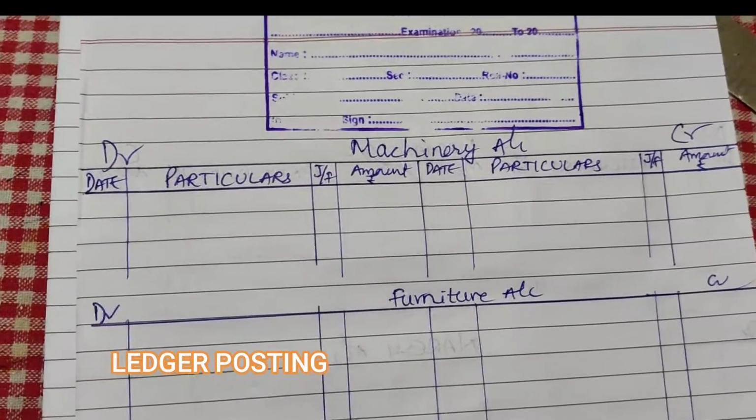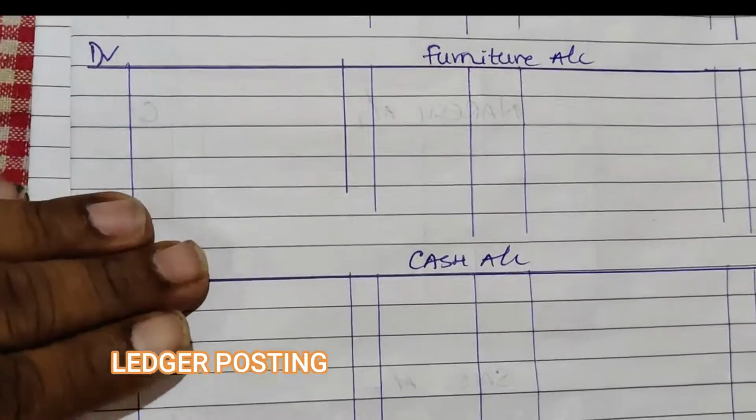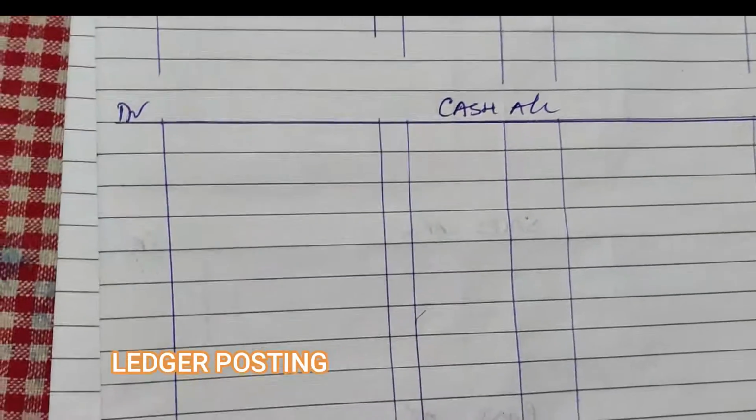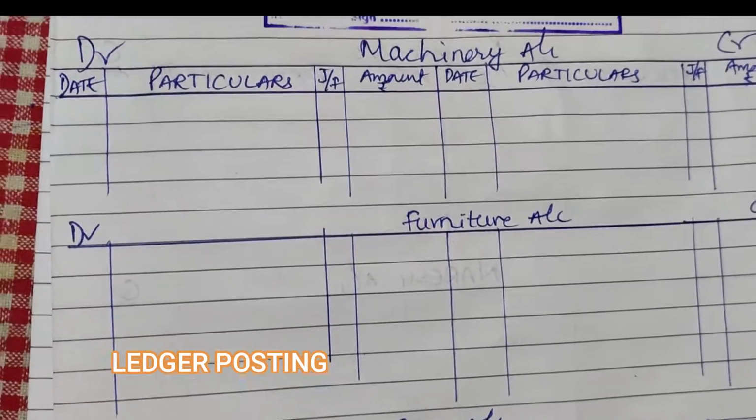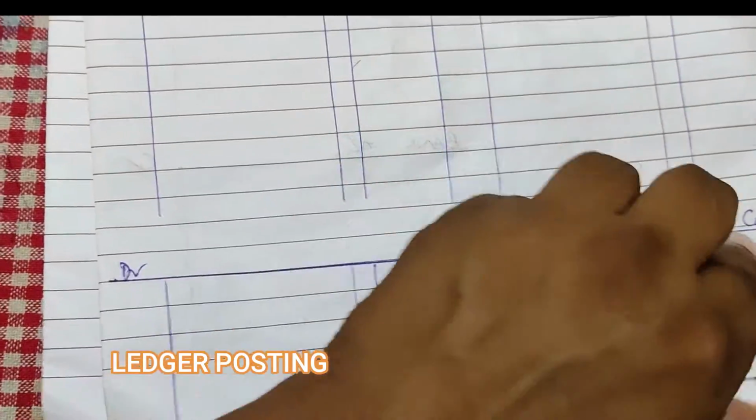It is not necessary to follow the sequence. You can prepare any of them. You can first prepare the furniture account, then the machinery account, capital account, then cash account. Or you can prepare the cash account first. There is no proper sequence to follow in the preparation of the ledger.